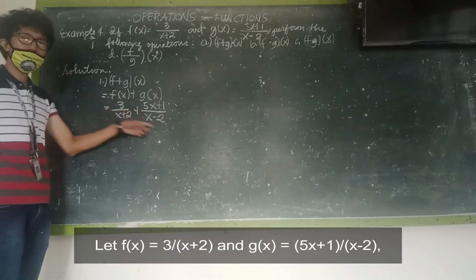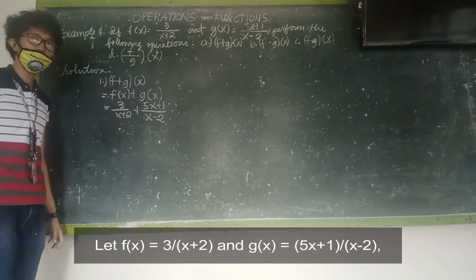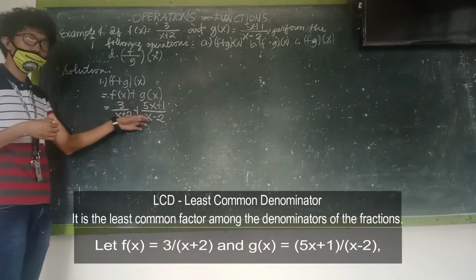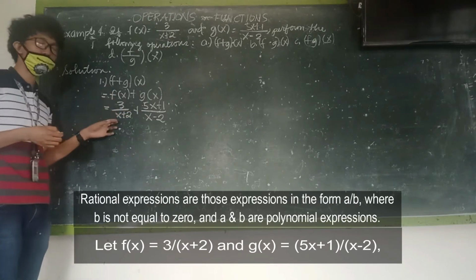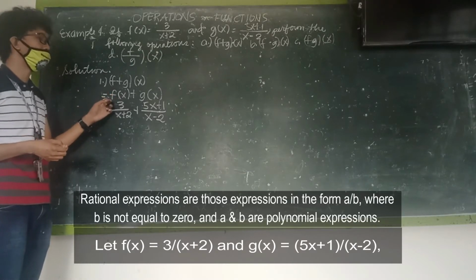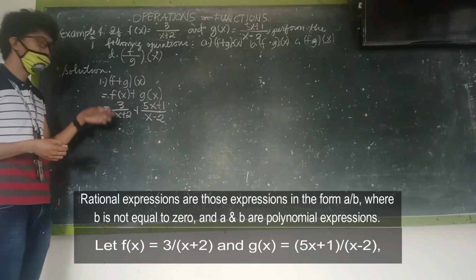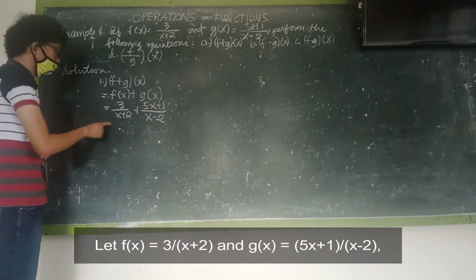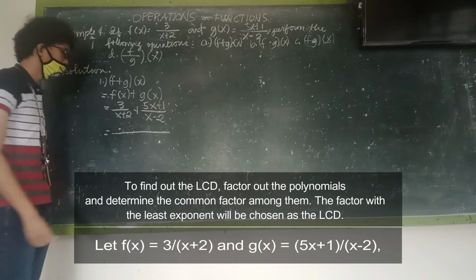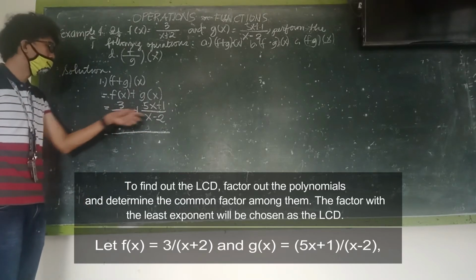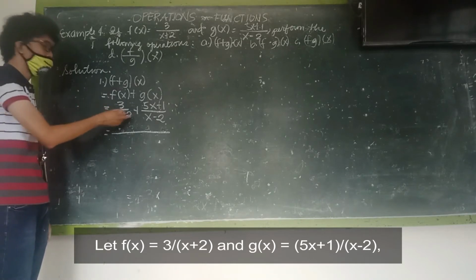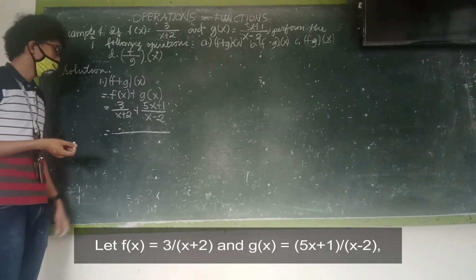Since hindi magkapareha ang kanilang denominator, we will get the LCD or the least common denominator of the two rational expressions. Rational expression ang tawag natin dito since we have the form of the function or the polynomial rather is a over b where b is not equal to 0. So LCD natin ang x plus 2 at saka ang x minus 2. So, since walang common factor sa kanila, the two of them are considered the LCD of the rational expressions.